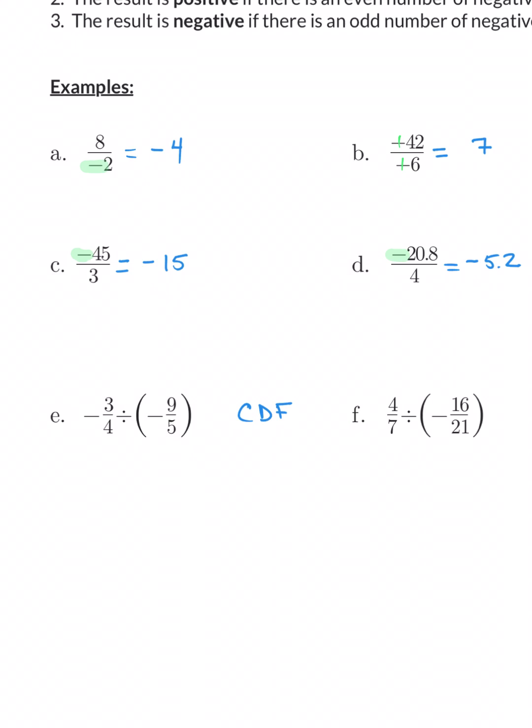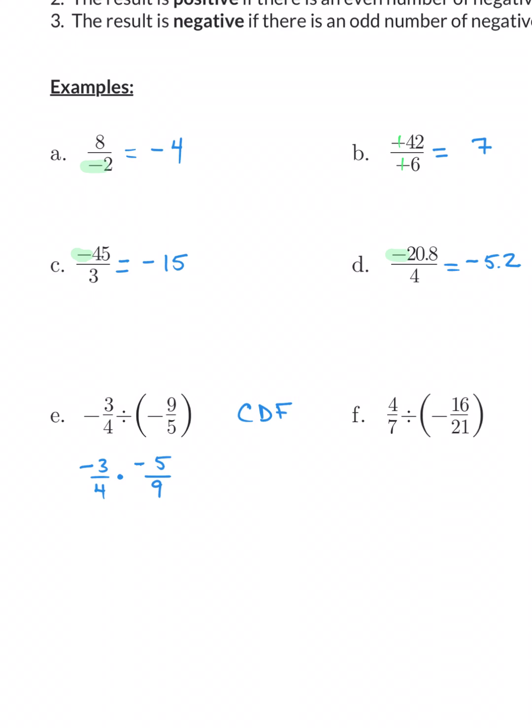So if we look at example E, I'm going to start with my copy dot flip. So we get negative 3 over 4 dot negative 5 over 9. One thing to note about the negative in terms of fractions, the negative can either go in front of the fraction, it can go in the numerator, it can go in the denominator. As long as you just have 1 negative for the fraction, then it does not matter where you put it. Your answer will be the same no matter what.